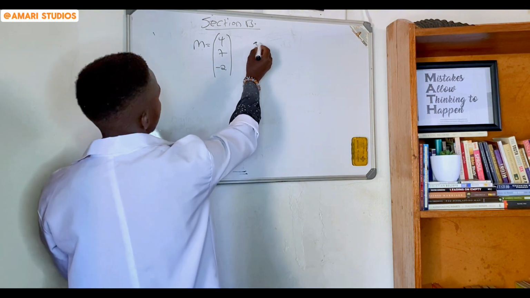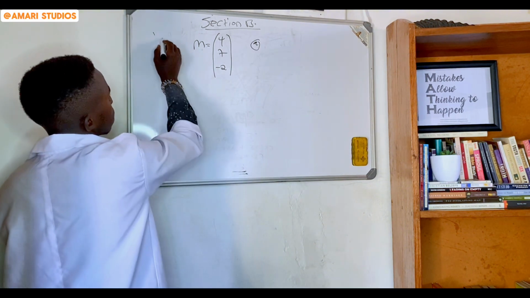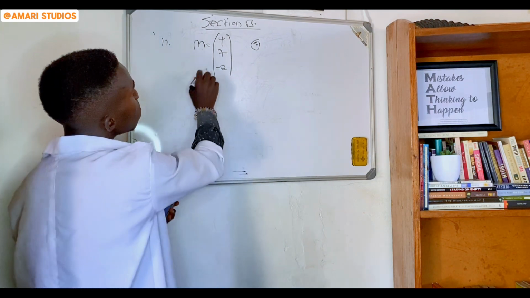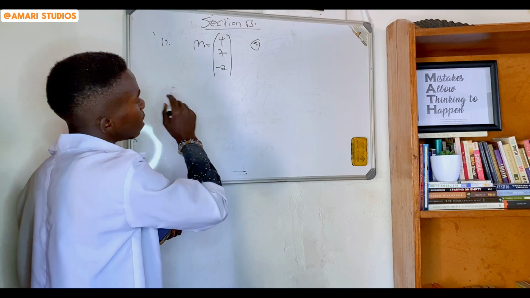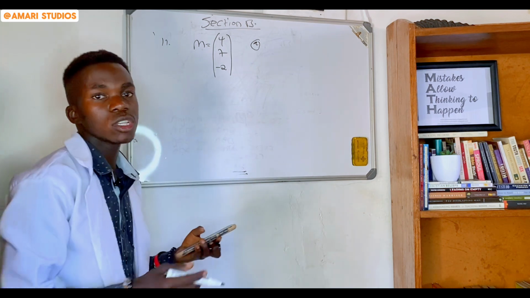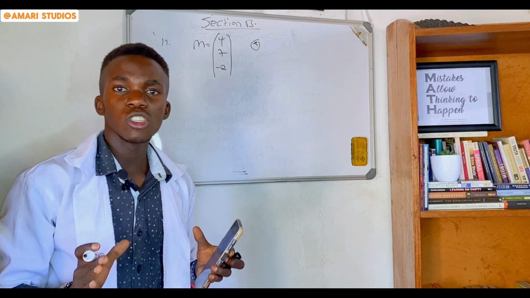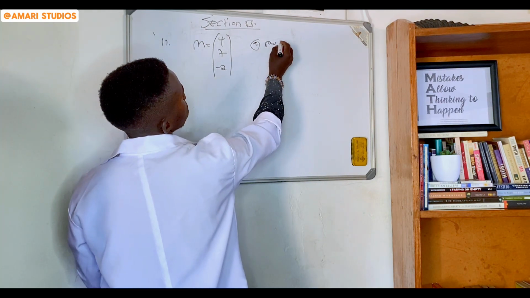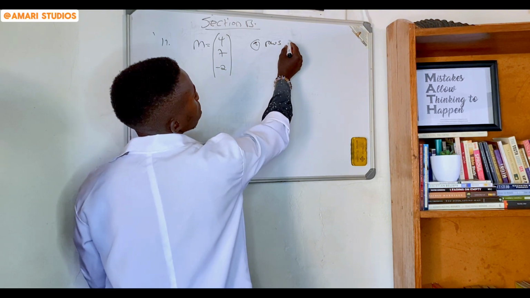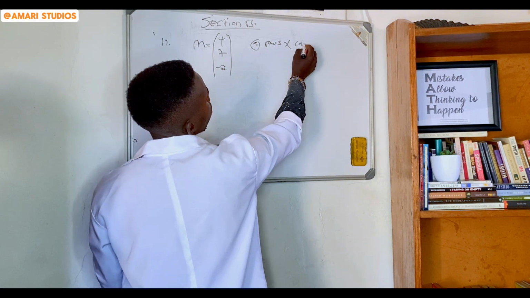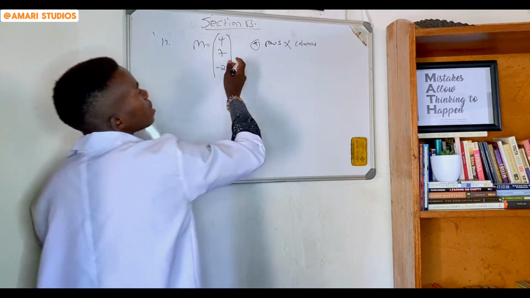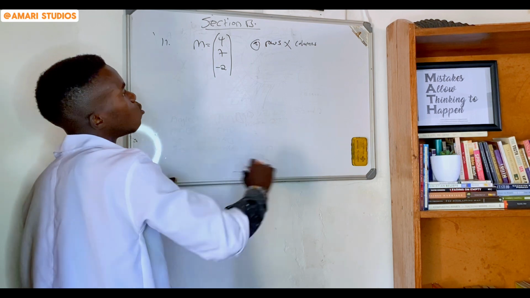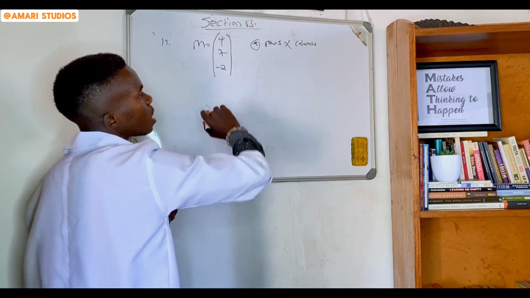That's question 11A. State the order of the matrix. When you are stating the order of the matrix, we always start with the rows, and you multiply the rows by the columns. The columns represent the vertical side of the numbers, and the rows represent the horizontal sides of the numbers.